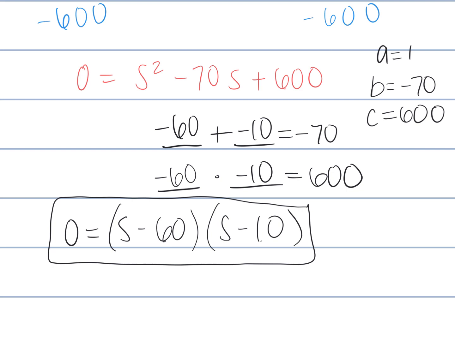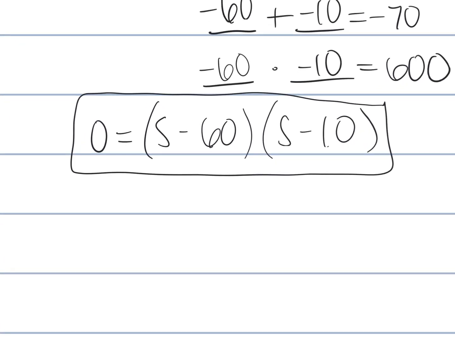No. Foiling would end us right back where we started. You have to use the zero product property. Set each of them equal to 0. This is where we'll pick off tomorrow. Go ahead and turn in your notes.